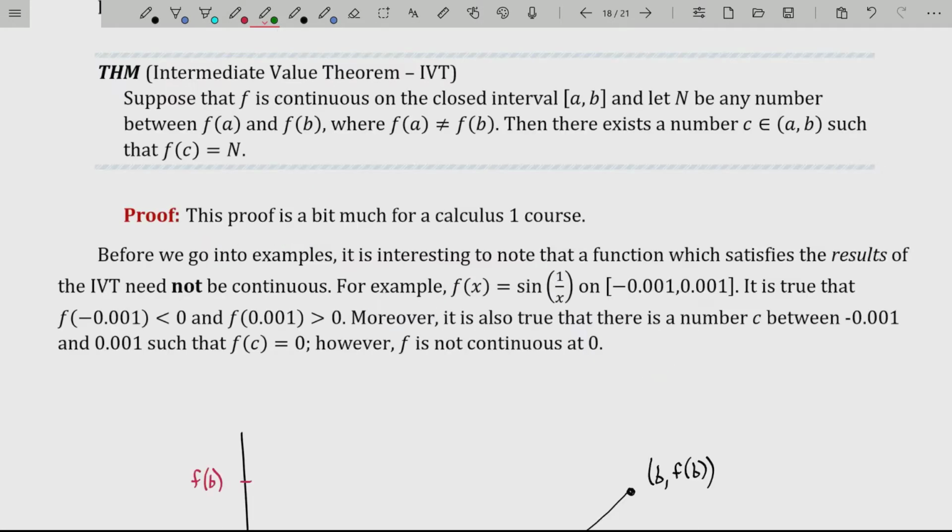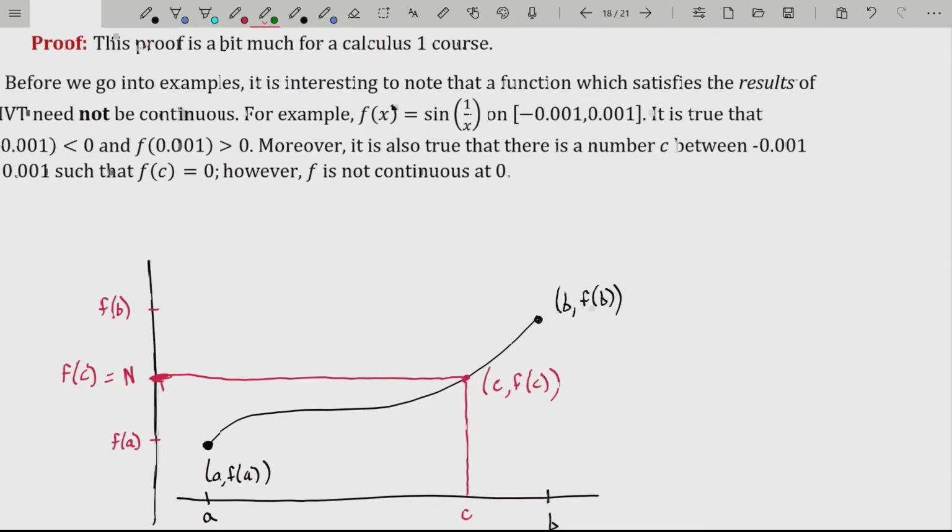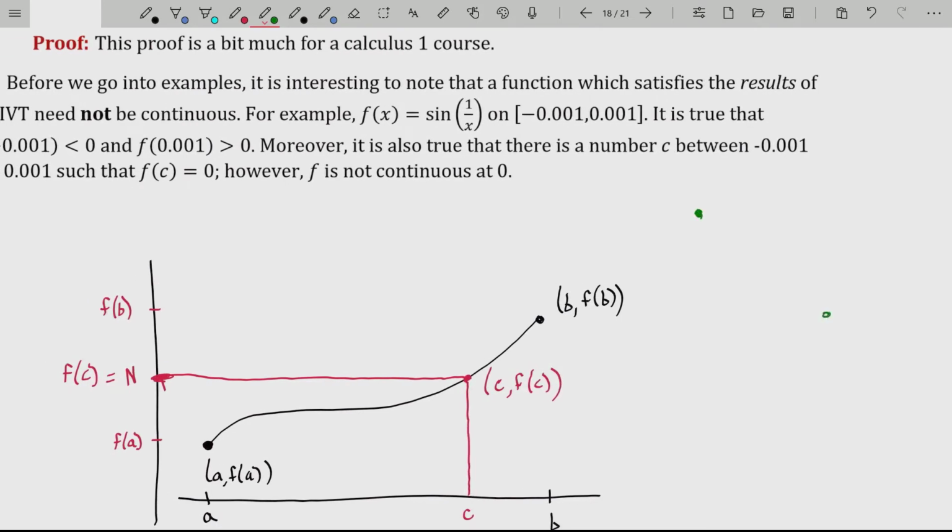As I state right here, the proof of this is a bit much for a Calc 1 course. This is an easy theorem to know, very difficult theorem to prove. Now, before we go into examples, it's interesting to note that a function which satisfies the results of the intermediate value theorem, which we call the IVT, need not be continuous. For example, you could have a function that starts high, ends low, but it doesn't need to hit a value in between if it's not continuous. And that's basically what I'm saying there.